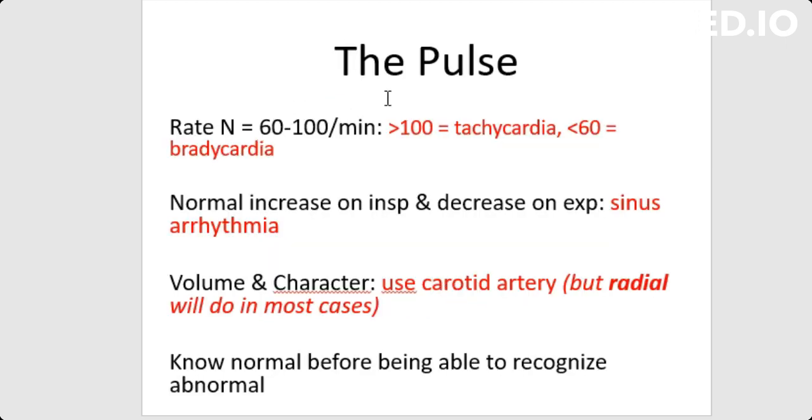Continuing about the pulse rate, normal is 60 to 100 beats per minute. More than 100 beats, that is tachycardia, and less than 60, that is bradycardia. Normally it increases on inspiration and decreases on expiration, that is the sinus arrhythmia. For the volume and the character, you can use the carotid artery, but most of the time the radial artery is used.